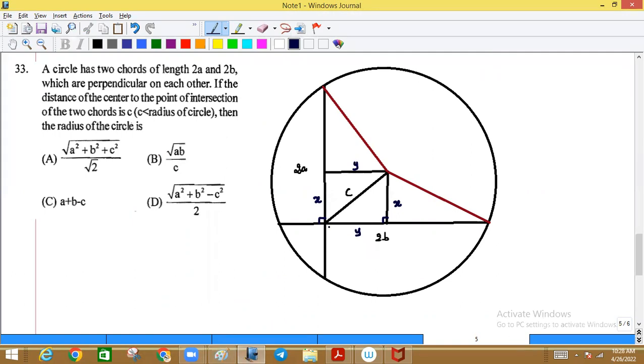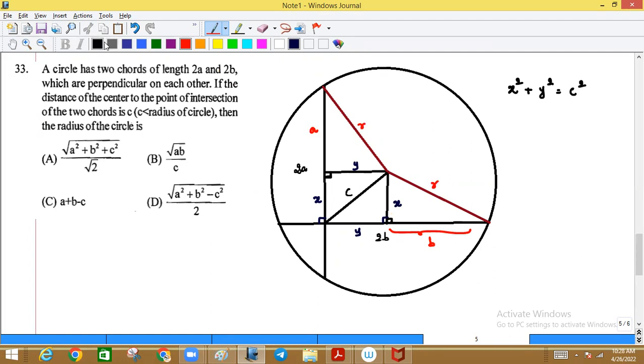Right? What is x square plus y square? X square plus y square is equal to what? C square. Can I say if a perpendicular is drawn from a center to the chord, it divides the chord into two equal parts? If it divides the chord into two equal parts, 2b is divided by 2, so it becomes b. Now this becomes a. Now can I say it is radius and radius?